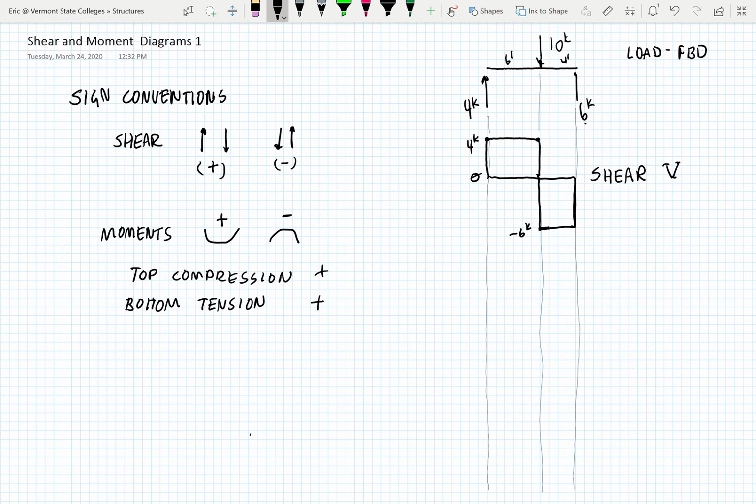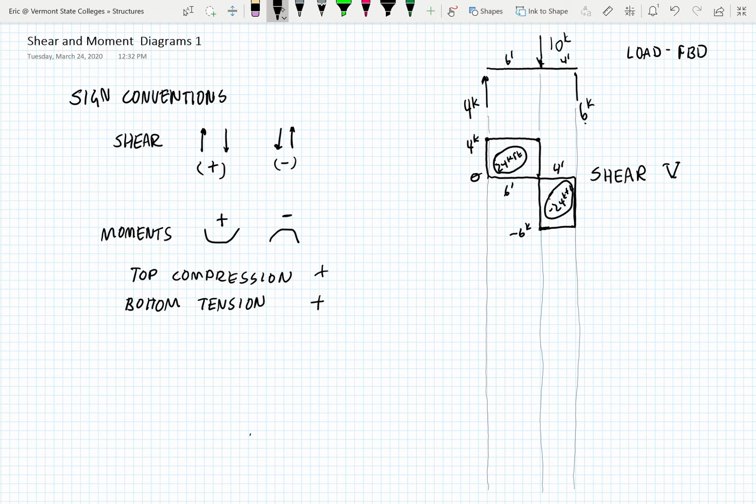Now we're going to do one other thing here to make things easier for us. If we have 4 kips over 6 feet, that's 24 kip feet. And if we have 6 kips over 4 feet, or negative 6 kips over 4 feet, it's going to give us negative 24 kip feet. And that's going to help inform the moment diagram.